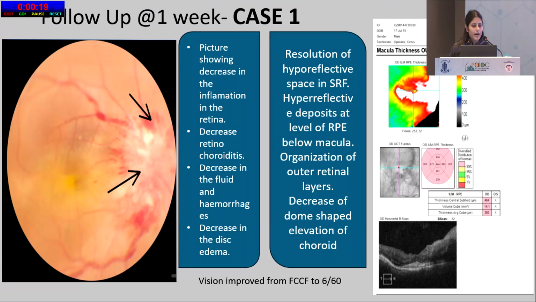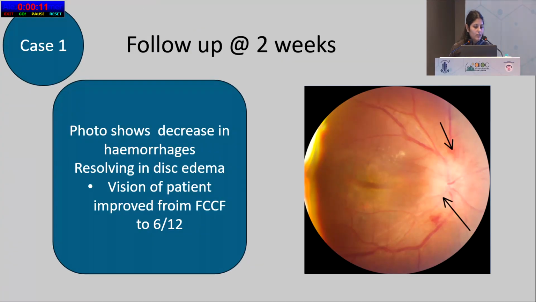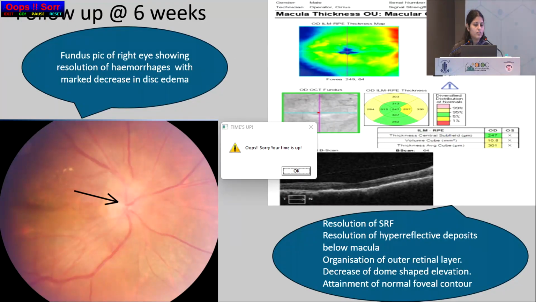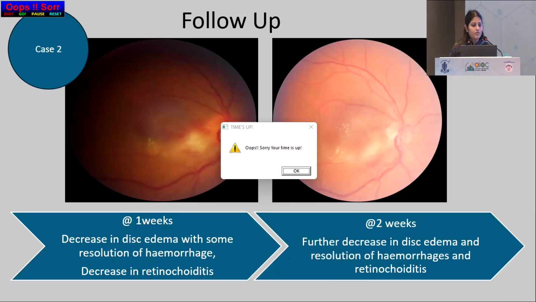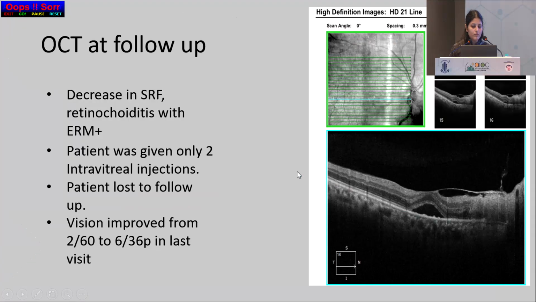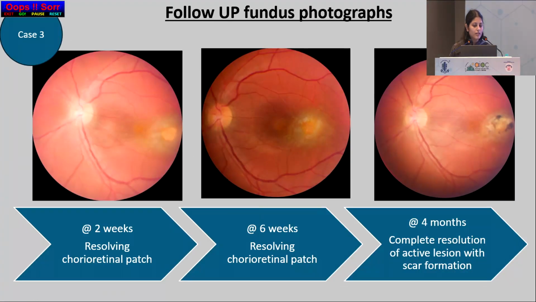On follow-up at 1 week, we can see that the disc edema is resolving and the patch has resolved. At 2 weeks, case 1 showed visual improvement to 6/12 and a decrease in disc edema, as well as in the hypopigmented patch and hemorrhages. At 6 weeks, there was complete resolution, and the second case also showed the same thing. In the third case, we can see resolving of the chorioretinal patch, and at 4 months follow-up there was a complete resolution of the active lesion with scar formation.